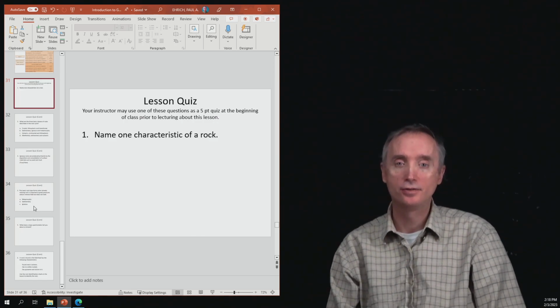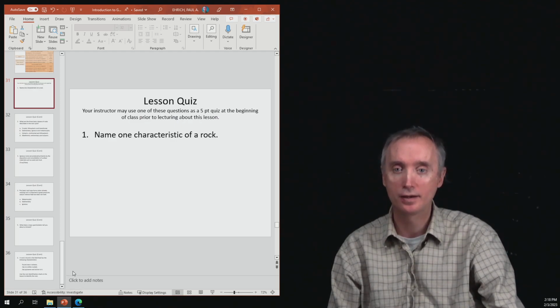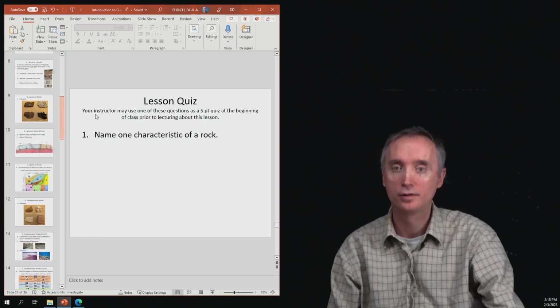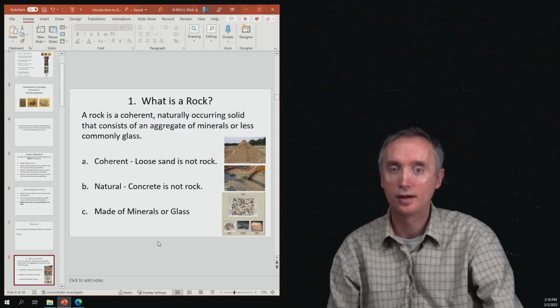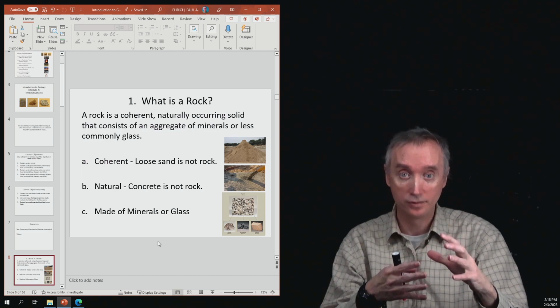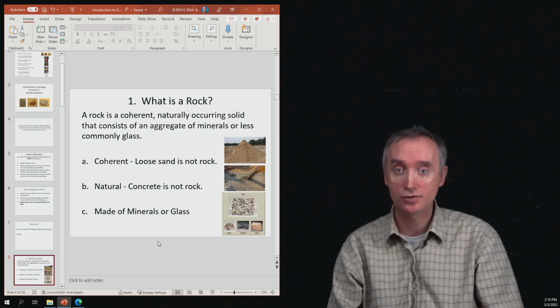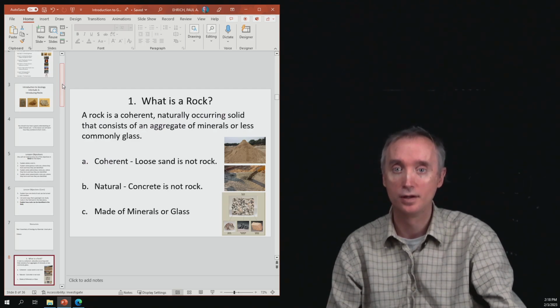Okay, so now let's take a quiz over what you have learned. The first thing is, name one characteristic of a rock. If we go back in our notes, back up here to the top, we find that a rock is stuff that is glued together, so it's coherent. Another thing is it's natural, so it's not man-made. And the third one is that a rock has to be composed of minerals or glass. So that's going to be our definition.